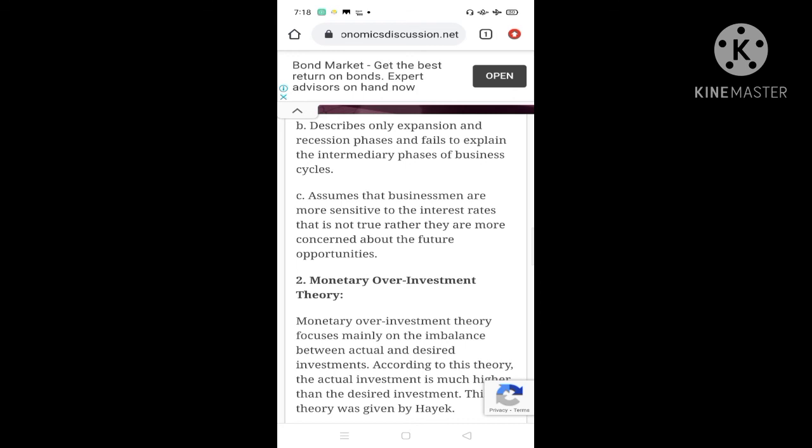According to him, it is the monetary and credit factors that will determine the phases of the business cycle. The business cycle is a phase of inflation and deflation. Banks will give credit, which will lead to increased production and investment, which will further lead to expansion of an economy. When banks withdraw credit, what happens? Everything will go down and the economy will face a situation of recession. This is about the monetary theory of business cycle.